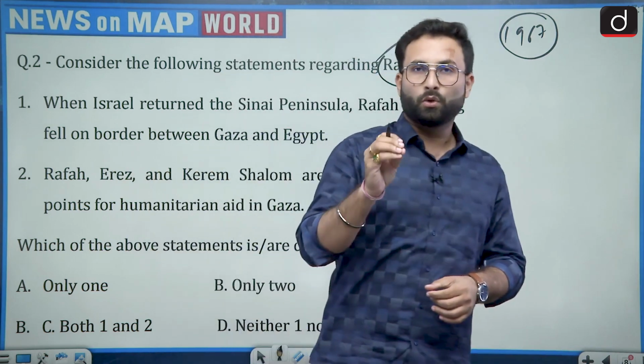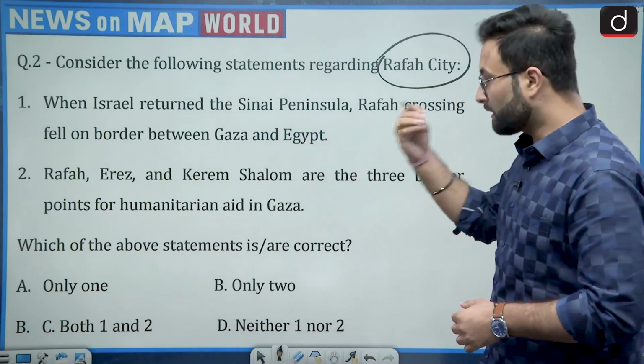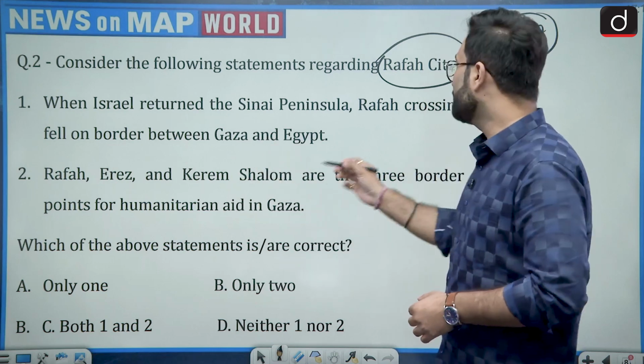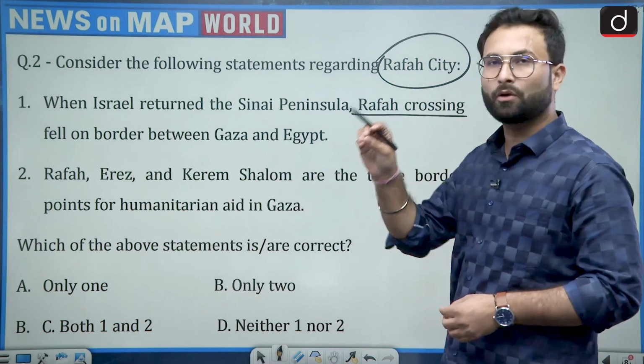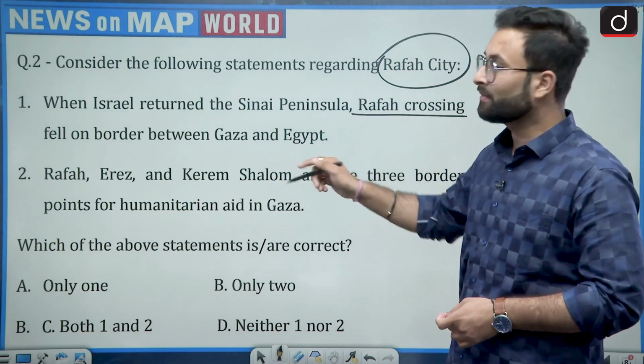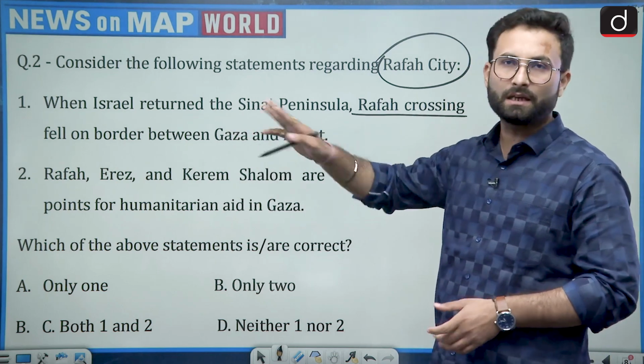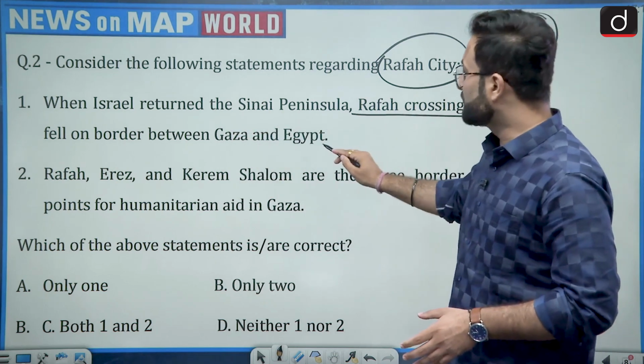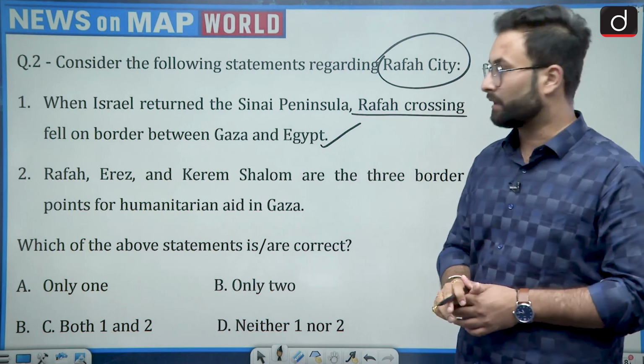Okay, so when they actually returned this particular peninsula, at that point of time the border was this Rafah city, and on the Rafah city we have this Rafah crossing, that is a border between Gaza and Egypt. Okay, so that is one thing which you can say is true over here.